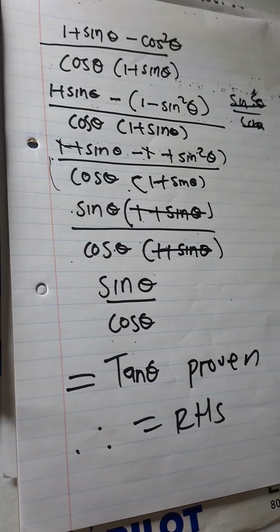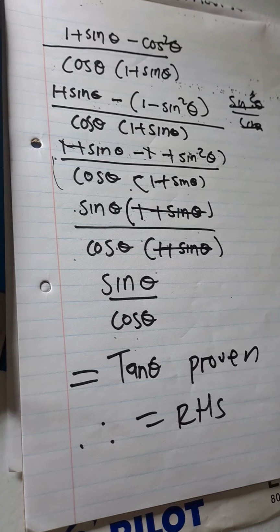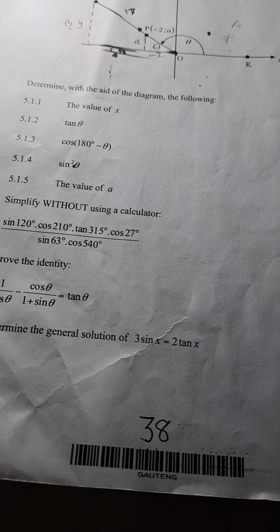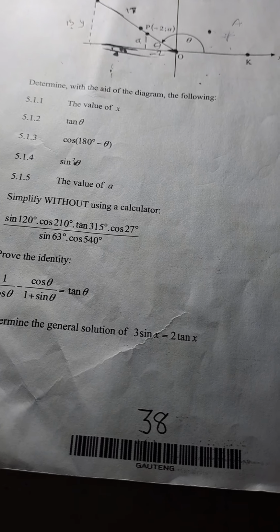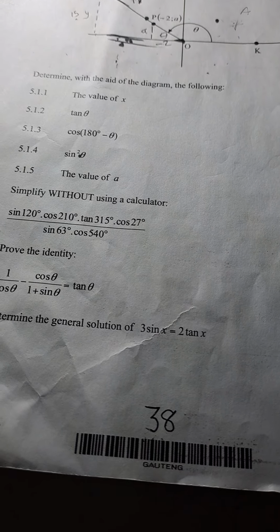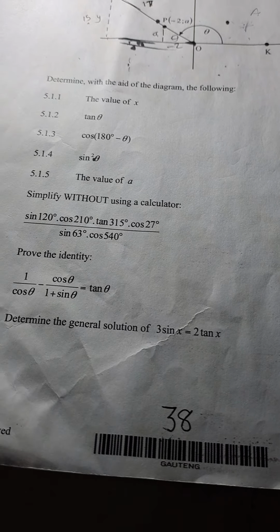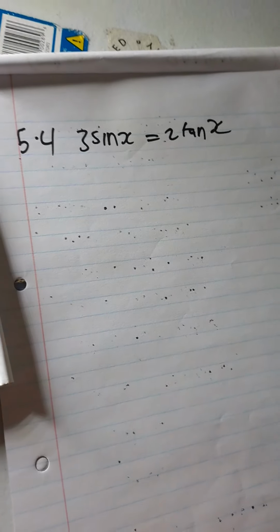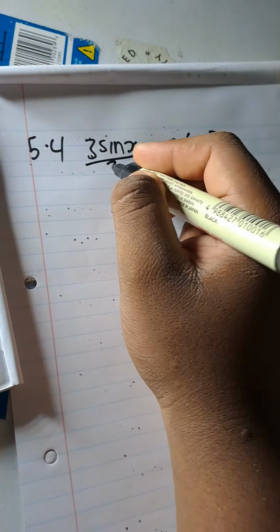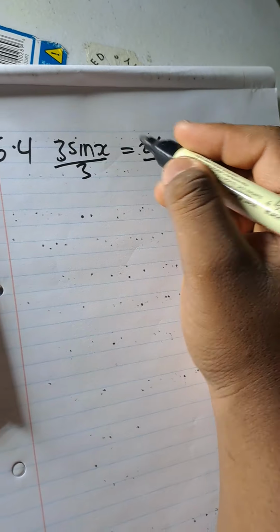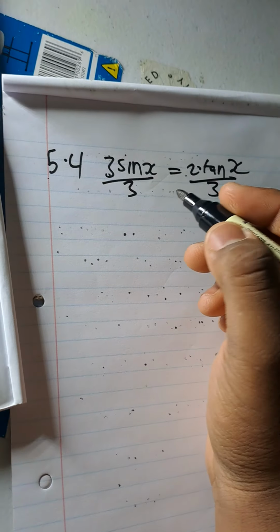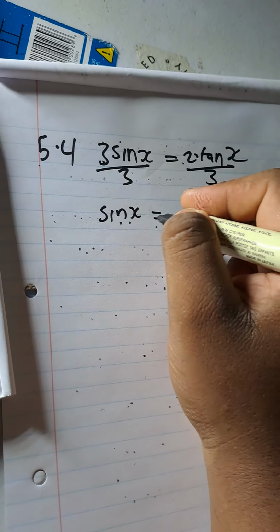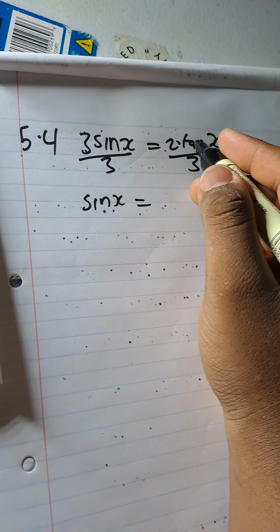Okay, let's go to the last question, 5.4 general solution. Okay, now let's go to the reduction button. General solution. I have 3 sine x is equal to 2 tan x. Okay, so now let me show you something. Before we start everything, let's remove these coefficients. Let me divide both sides by 3 because the 3 is on the left hand side. So we are going to be left with sine x is equal to, okay, what is tan x?